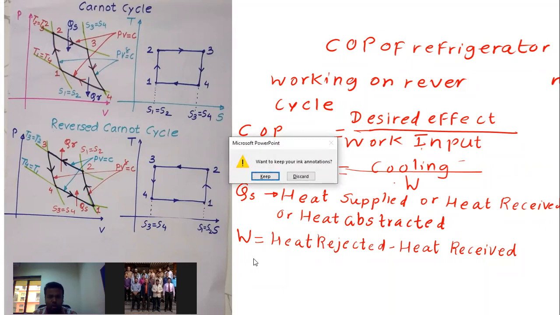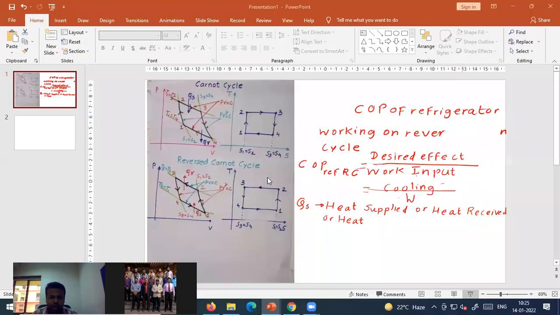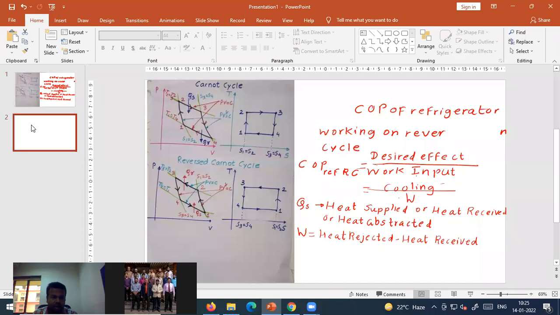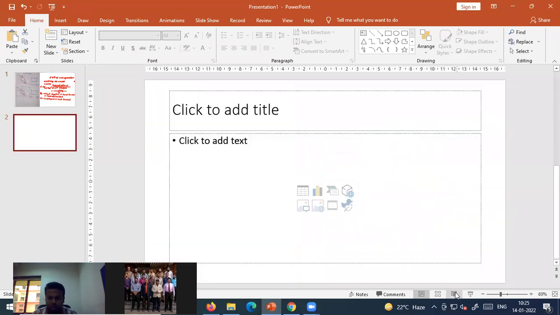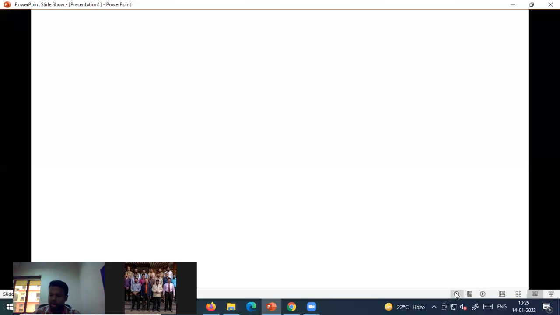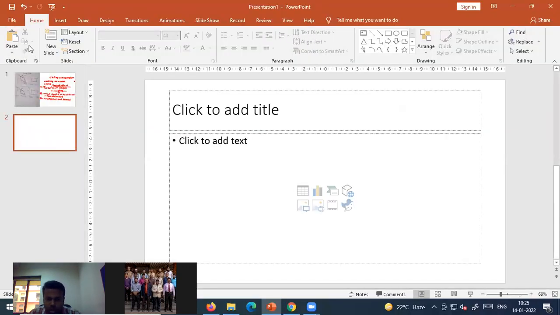Yeah, I will explain. Let us see that. Just try to understand what I'm telling you. Let us see the example of the engine. Let us talk about the engine.